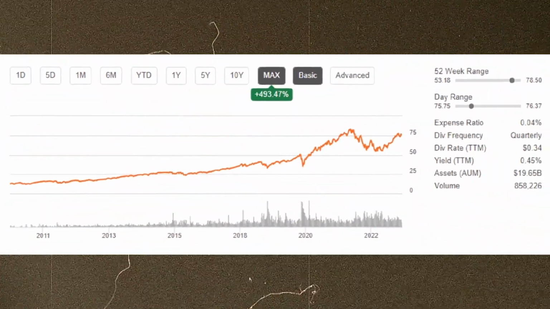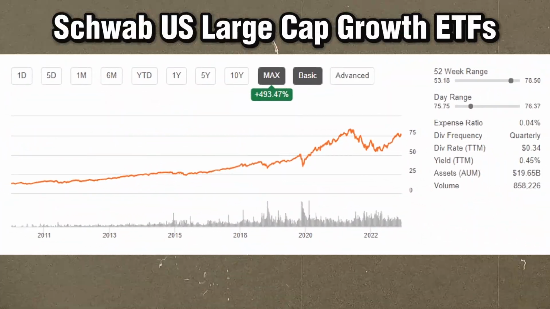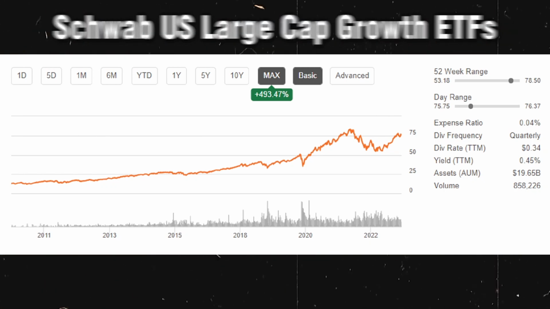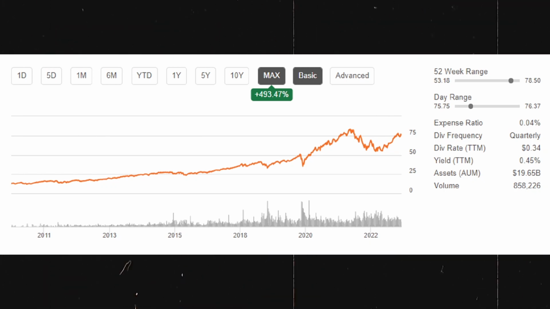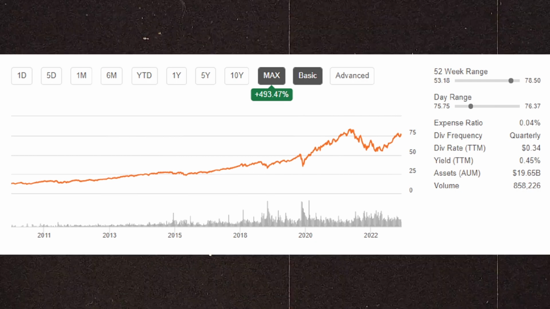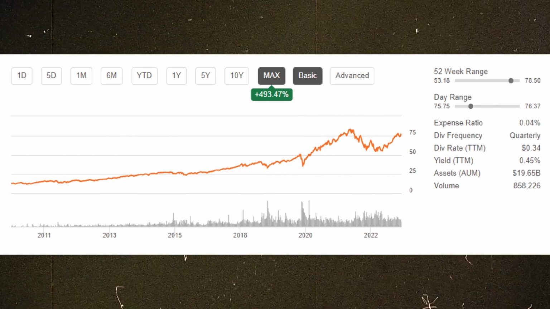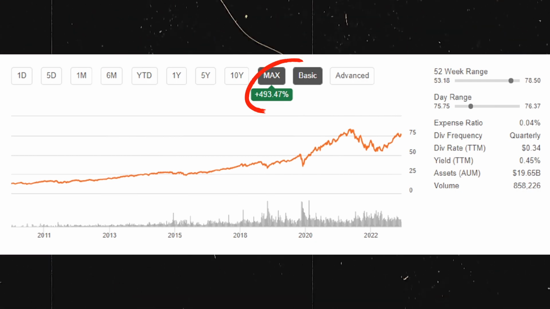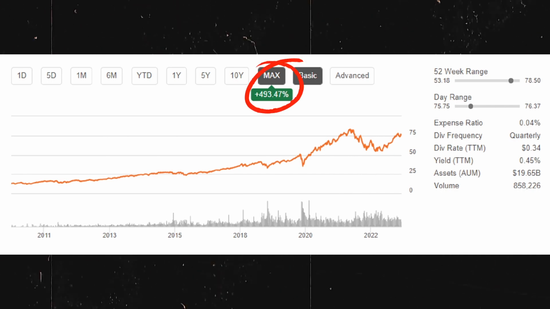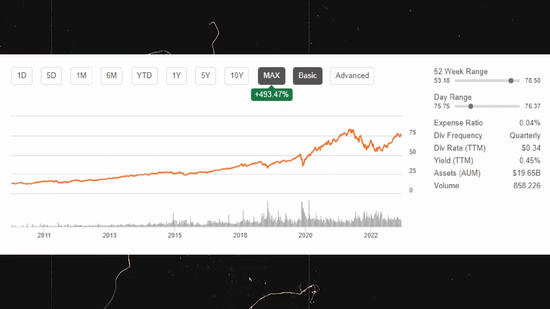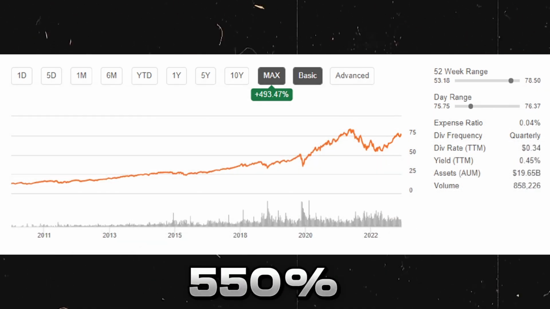Now, let's take a closer look at the Schwab US Large Cap Growth ETF's performance over the long term. This is precisely why many investors are absolutely enamored with this ETF. It has surged by almost 500% since inception. If you reinvest the dividend back into SCHG, the total return is well above 550% for the period.